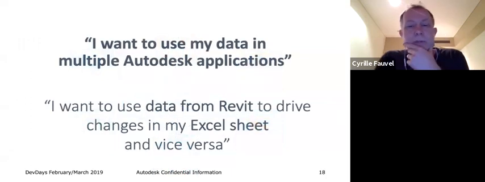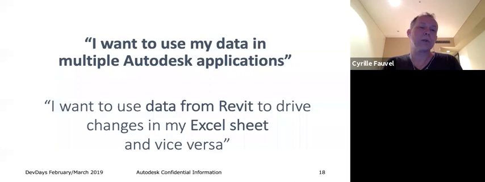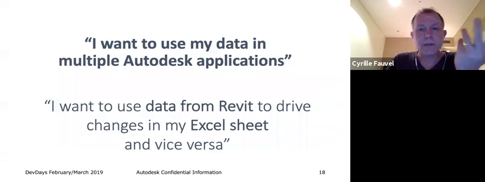So let's take a couple of assertions about what we want. I want to see my data in multiple Autodesk applications. And in this example I gave, I want to use my data from Revit in Excel, but not only one way. It should be a workflow. So I want to be able to export, or use my data in Excel. And once I do some modification in Excel, I want this data to come back into Revit. So it's a bidirectional scenario this time, compared to Model Derivative, which is a one-way export. So that's the first assertion.